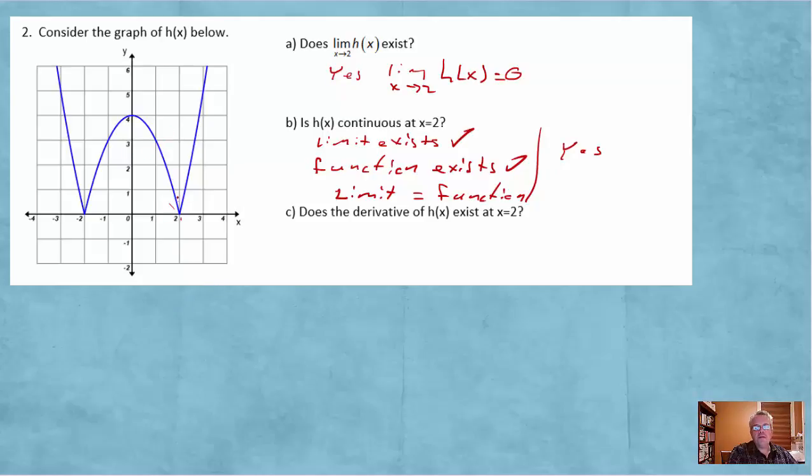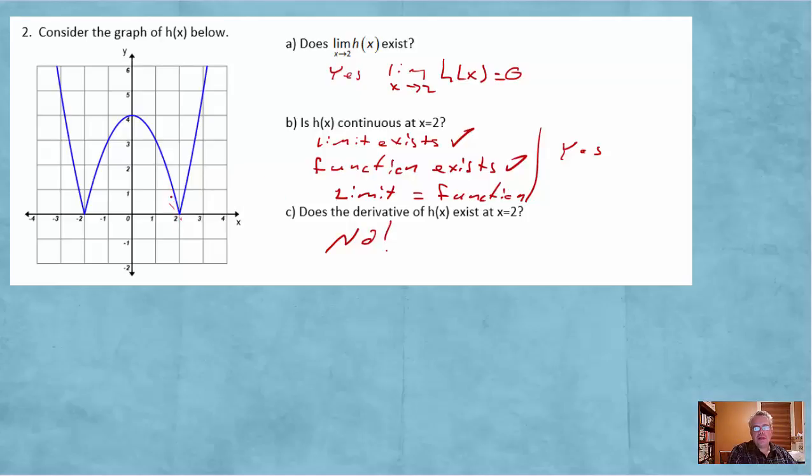You don't have to pick up your pencil to draw the function. So remember, that's kind of a definition of continuity. If you can draw the function without picking up your pencil, it's continuous. All right, now, here's a question we have to talk more about in class. We haven't talked a lot about. Does the derivative of h exist at 2? And the answer is no. It doesn't have a derivative right here.